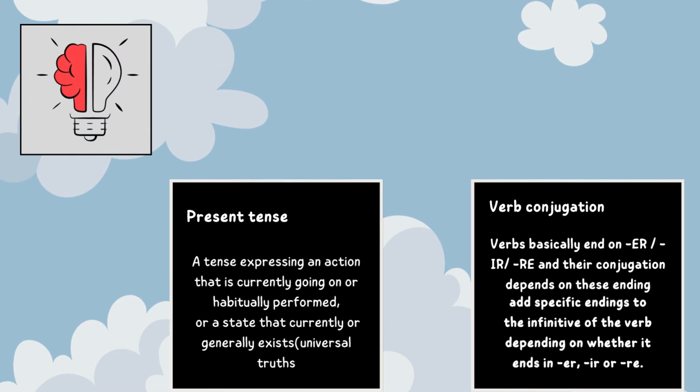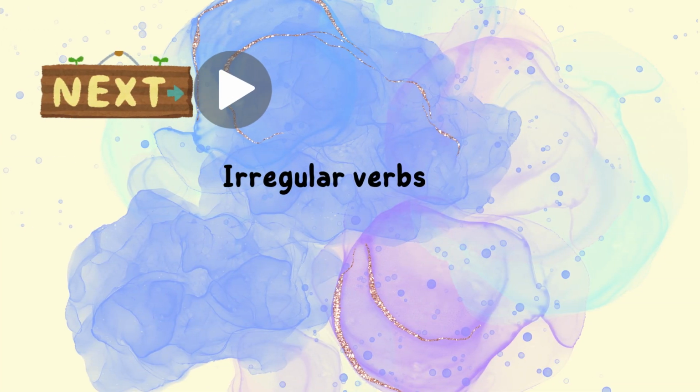Present tense is a tense expressing an action that is currently going on or habitually performed, or a state that currently or generally exists, universal truths. Conjugation is the variation of the form of a verb in an inflected language, by which the voice, mood, tense, number, and person are identified. In simple words, conjugation is nothing but changing the verbs according to the subjects. Example, I drink milk. He drinks milk. Next video, irregular verbs.